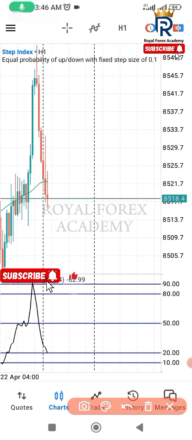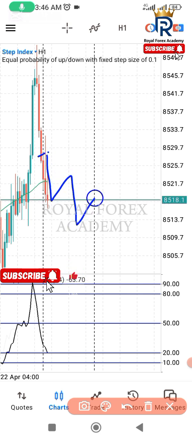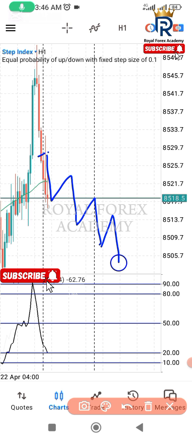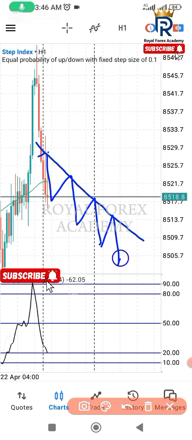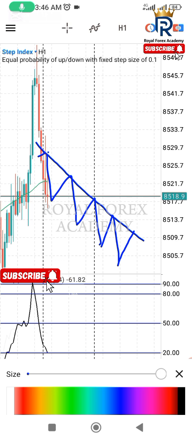So in a more clearer way, again, price is doing lower high, lower low, lower high, lower low, right, lower high, lower low. So here is our trend line. So price will break out of this trend line and then give us a bullish candle.